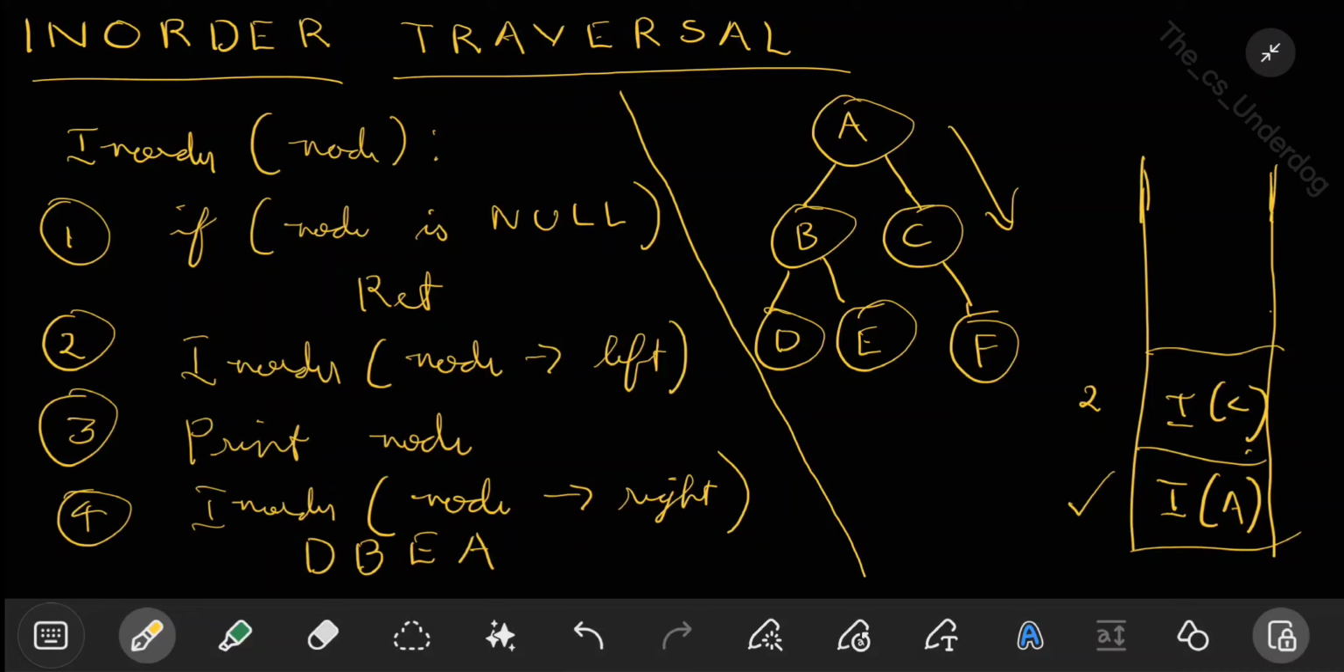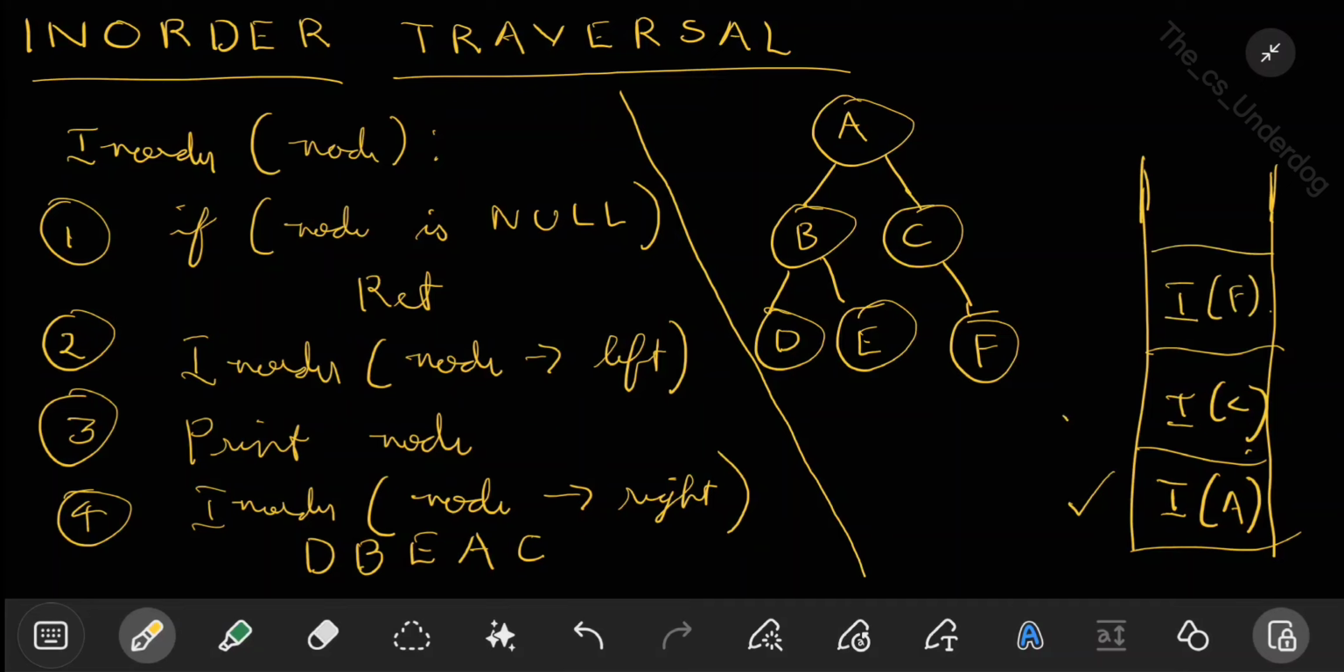So when I execute second step, that is node pointing left, it will be null. So in order of null entry, in order of null will be popped off. Then I'll come to third step of C, which is print node. So I'll print C. After I print C, it will go to fourth step, which is in order of node pointing right. What is right child of C? It is F. So I'll call in order of F.